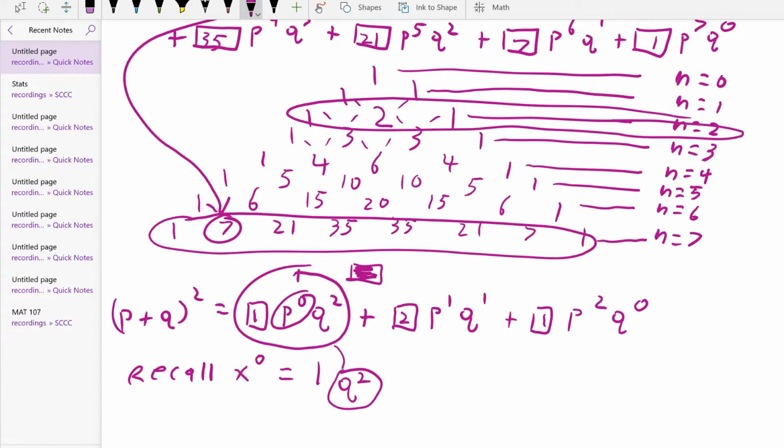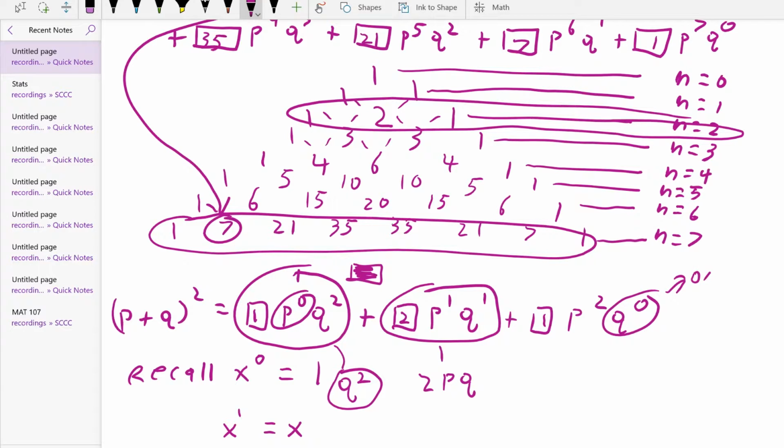Now, recall also that anything to the first power is unchanged. So this term here is actually 2pq. And this term here, since q to the 0 is equal to 1, this term here in its entirety is equal to p squared.